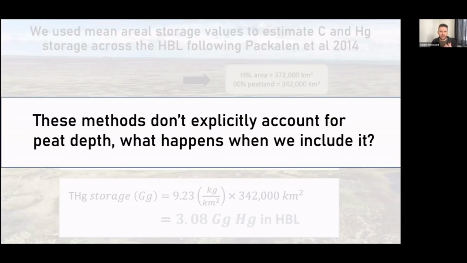But that also leaves another question, which is that so far, these calculations haven't explicitly accounted for peat depth. They've done so in a marginal way because they use an average from peat cores of many different depths, but it doesn't explicitly say for this area that has 300 centimeters of peat versus this area that only has 50 centimeters of peat. So what happens to our estimate of mercury storage when we include that?